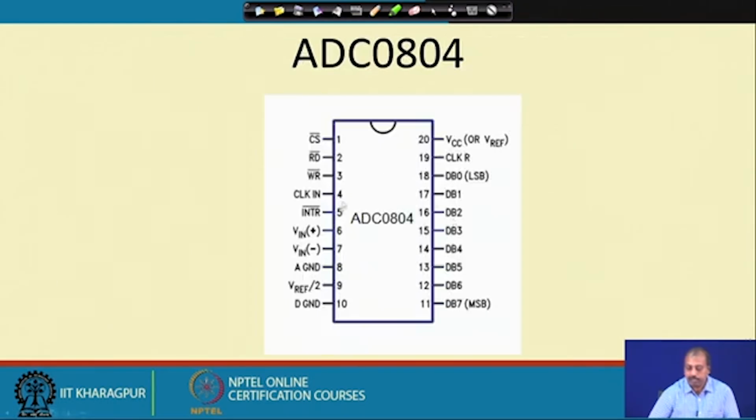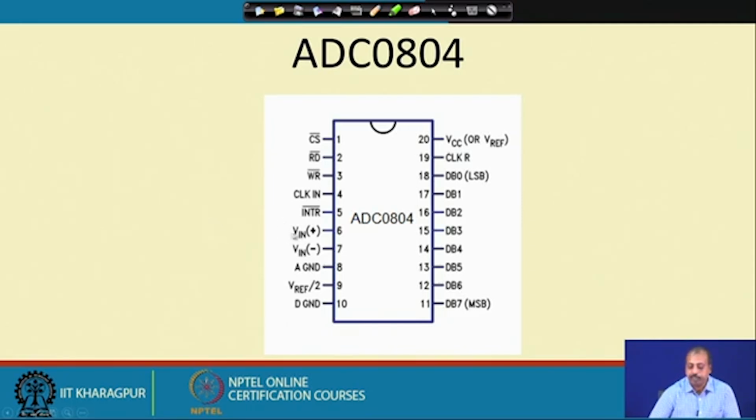So, we have this analog input voltage in V in plus and V in minus. This differential voltage is useful because it will have less error in the input. If you are giving a single rail input, only V in with respect to ground, the possibility of error will be more.